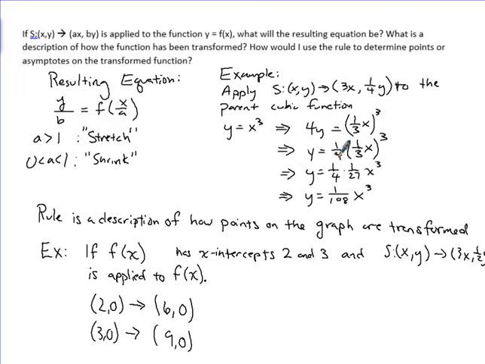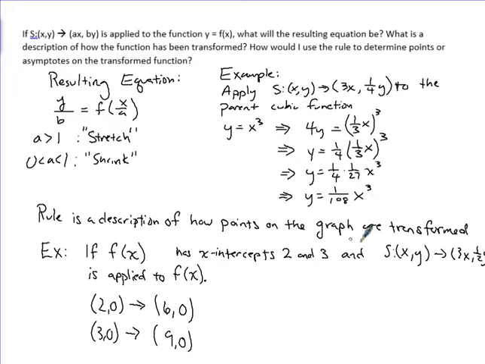So to solve for y, we're going to divide both sides by 1/4, or divide by 4, or multiply by 4. Now we have to cube the 1/3 x. So 1/3 cubed is 1/27th, x cubed is x cubed, and then we just have to multiply those two fractions together to get 1/108 x cubed.